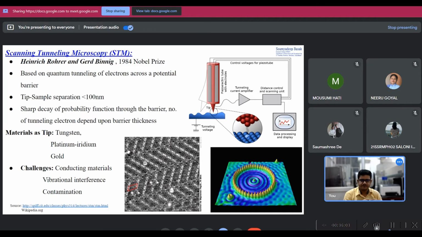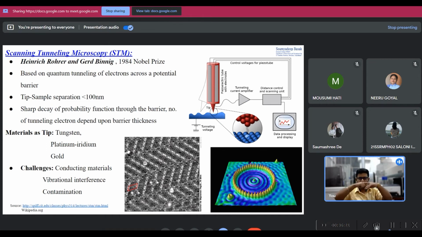Okay, the modification of this technique is the AFM. AFM uses a probe and laser deflection. That is, the probe is used in either contact mode, tapping mode, or non-contact mode. These three modes in AFM we have studied.